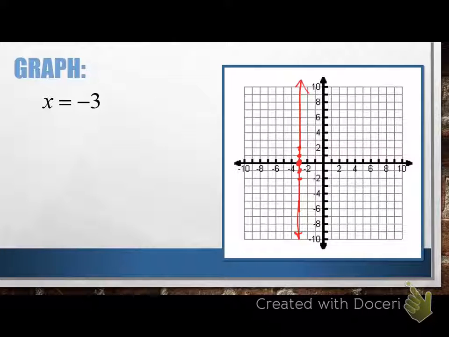Now, where's the y-intercept? Right, there's not one. It doesn't cross the y-axis. There is an x-intercept, and it's right here, and the coordinates for that are -3, 0, just like they would be for any other x-intercept.